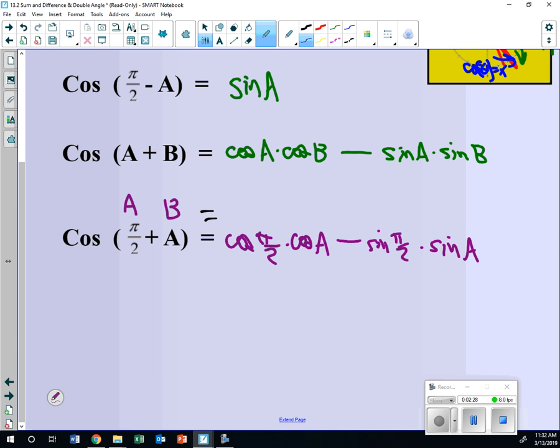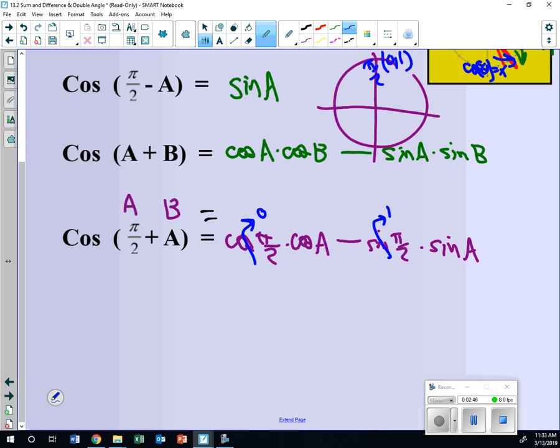Well, on my unit circle, pi over 2 here is 0, 1. And so the cosine is just going to be what? Cosine is the x, 0, and this one's going to be a 1. Yeah. So 0 times cosine is 0. Negative sine of A is going to be your answer for that. How many got negative sine of A for that one? Great. Let's do another one that's probably more important.